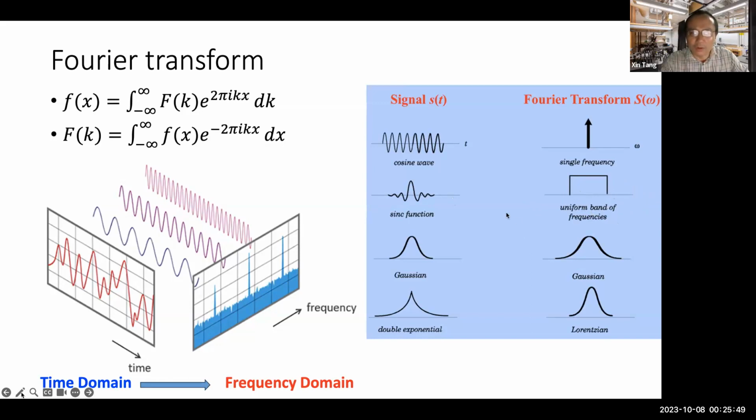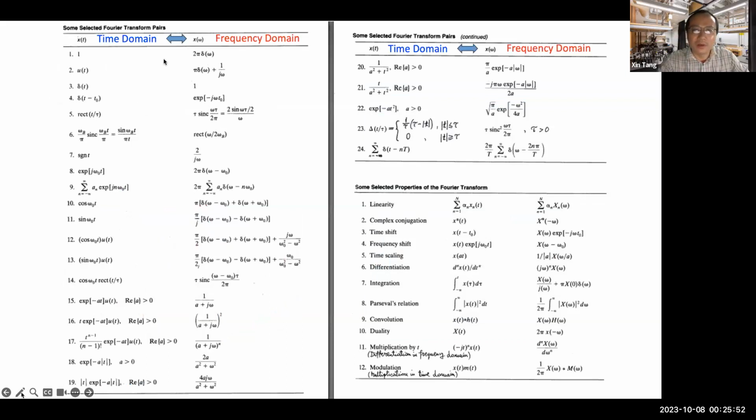There are more functions that have already been calculated. Here I show about 30 different functions. They are all available in mathematical books. We have the time domain function, and then the frequency domain function. Here are the time domain ones, and after the Fourier transform they become different functions in the frequency domain. On the top are simple functions, but for more complex functions, you can also convert them to Fourier components.